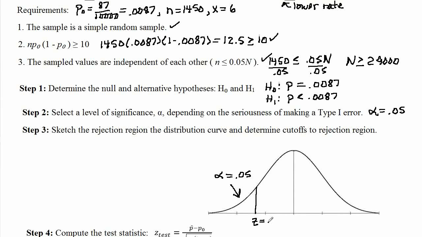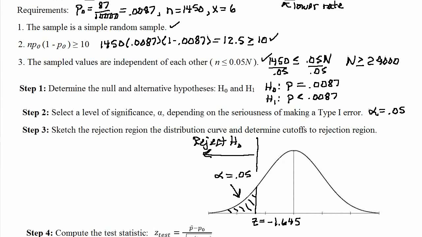So this is negative 1.645. So now we want to compute our test statistic, and if that test statistic is less than negative 1.645, then we reject the null hypothesis. So this is our rejection region here to the left. So we would reject H0 if our test statistic falls in here. That's our rejection region.